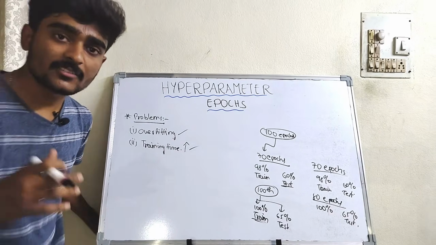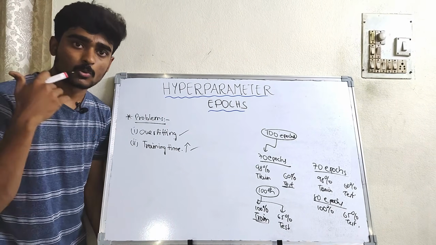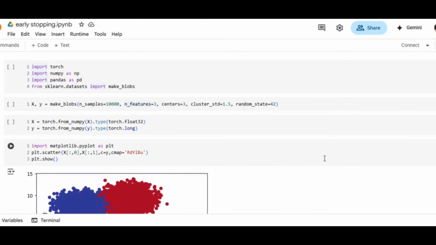Now in the next section of the video, let's discuss both of these problems in detail through code, and see how these two problems occur during model training. First, I have imported my necessary libraries, and this is my dataset, the make_blobs dataset. In X I am storing my features and in y I am storing my labels. I have considered around 10,000 samples, which means 10,000 rows of data and 3 features, so it's 3-dimensional data.